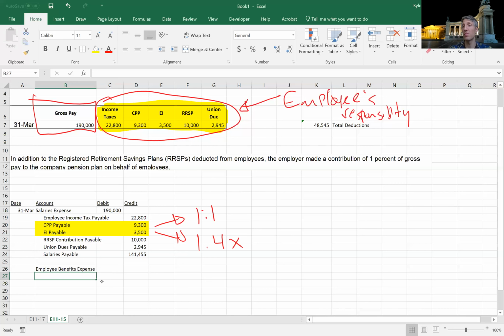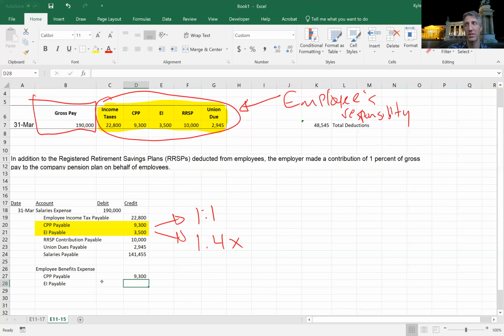So I'm going to set up more liabilities. CPP payable, EI payable. Now, if the CPP is matched at a factor of 1 to 1, and the employee contributed 9,300, the employer also has to contribute 9,300. So it's matched at a factor of 1 to 1.